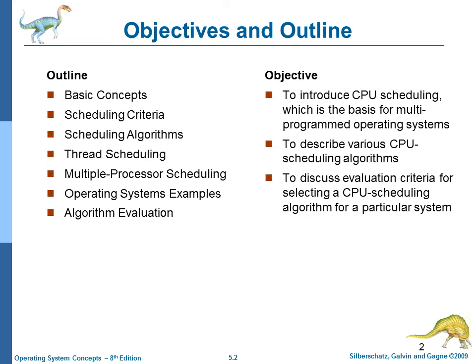At the end of this chapter we should achieve the following objectives: introduce CPU scheduling, which is the basis for multiprogramming operating systems; describe various CPU scheduling algorithms; and discuss at the end evaluation criteria for selecting a CPU scheduling algorithm for a particular system.